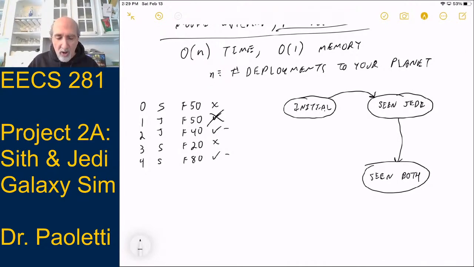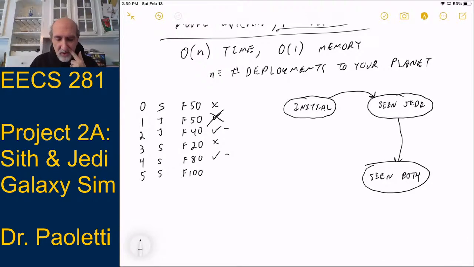Okay, so that caused me to do a state transition and update a few variables. All right, now, time 5. Let's say a new Sith arrives with Force 100. Is that interesting?